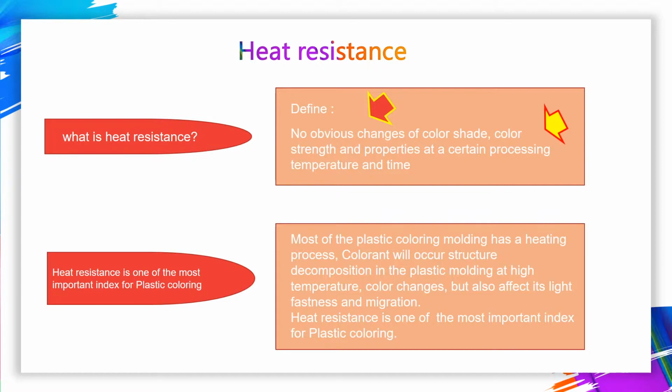The structure of colorants will be destroyed in plastic molding at a high temperature. Not only does the color change, but it also affects its light fastness and migration. So heat resistance is one of the most important indexes for plastic color.